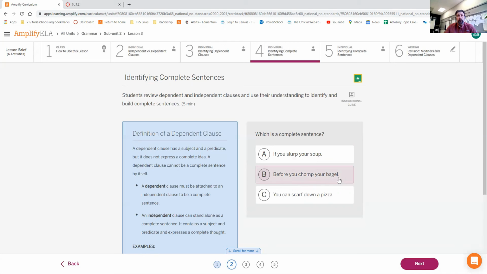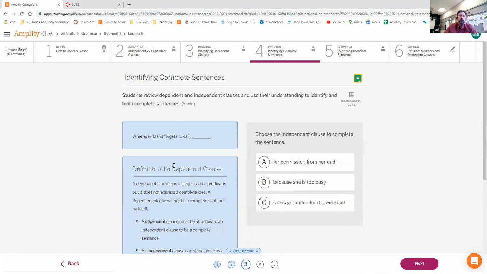Before you chomp your bagel, okay, what about it? I'm depending on something else. It doesn't say chomp your bagel. It says before you chomp your bagel. What happens? You can scarf down a pizza. No, that's right. I will scarf down a pizza. I will scarf. Great, that's a complete sentence.